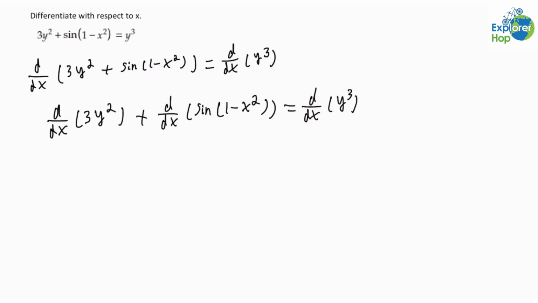To find the derivative of 3y squared, we are going to apply the chain rule. So that gives us 3 times 2y using the power rule, and then times the derivative of y with respect to x. So dy over dx.